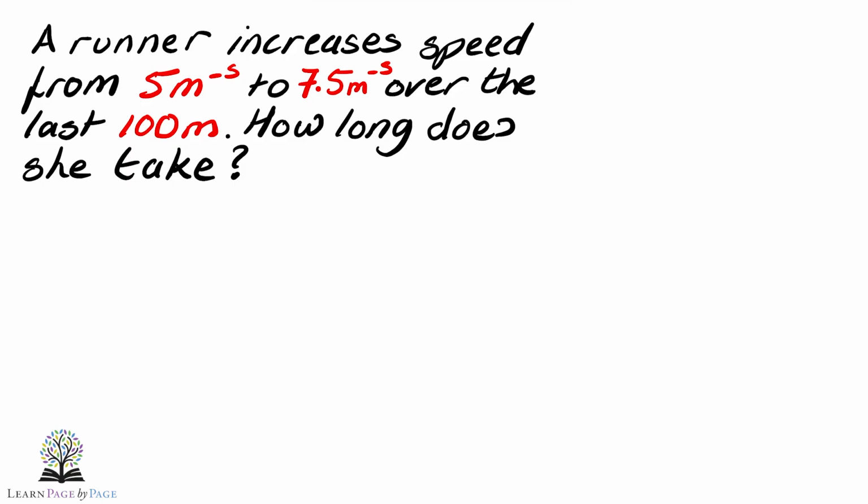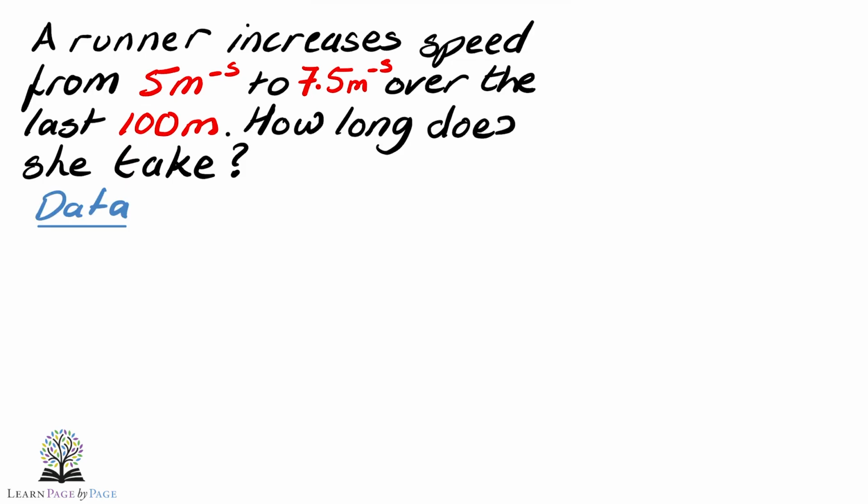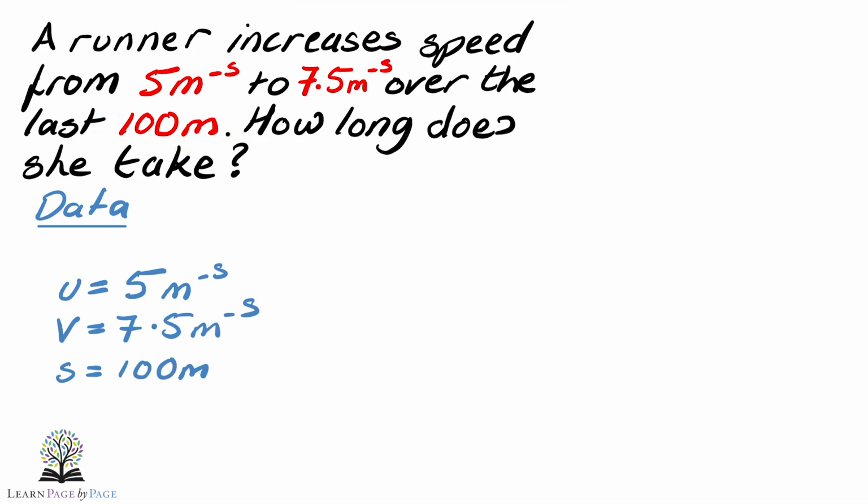So like before, let's pull the data out. First, we've got initial velocity, that was a U, and final velocity is a V. So U equals 5 meters per second. And then we have V equals 7.5 meters per second. We've got our distance, which is here, that's 100 meters. And then lastly, we want time. How long does she take? And we don't have that. So T equals, good old question mark there.